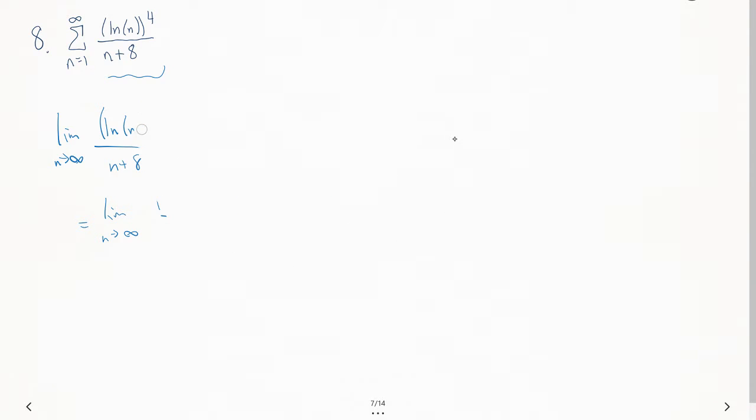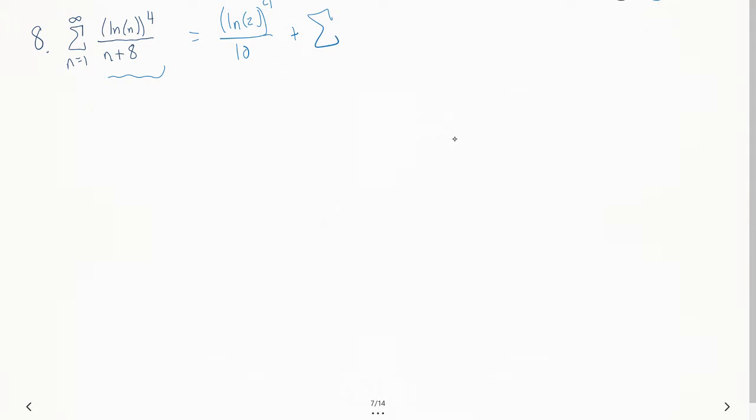So now we might say, oh, well, that didn't quite work out, but we can fix this a little bit. What I'm going to do is write out the first few terms. So n equals 1, when you plug that in, you get natural log of 1, which is 0. And then the second term, natural log of 2 raised to the 4th power all over 2 plus 8, that's going to be 10.